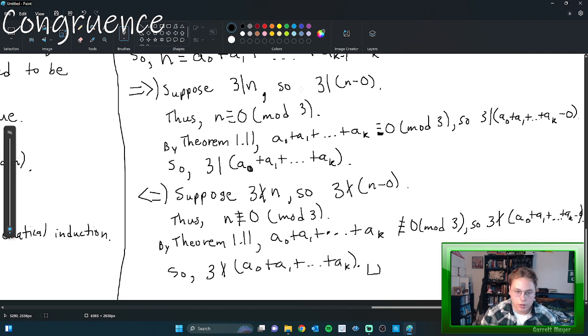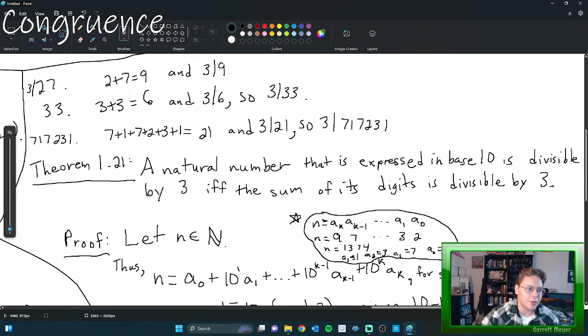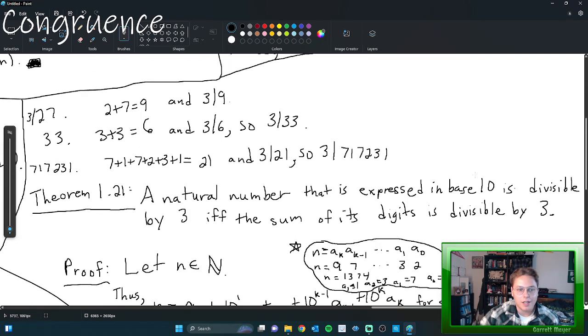So, in other words, we have proved both directions of this if and only if statement. You can go ahead and freely use this little divisibility trick for 3, because if the sum of the digits is divisible by 3, then the number is divisible by 3. If the number is divisible by 3, then the sum of its digits is always divisible by 3. So this trick works perfectly at determining whether or not a number is divisible by 3.